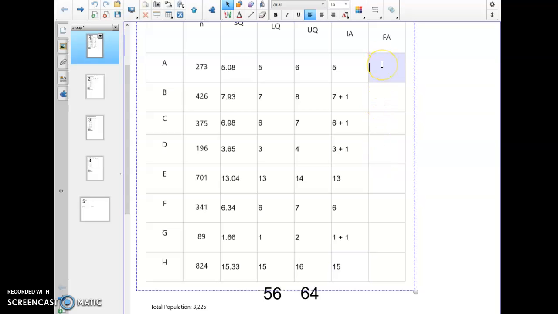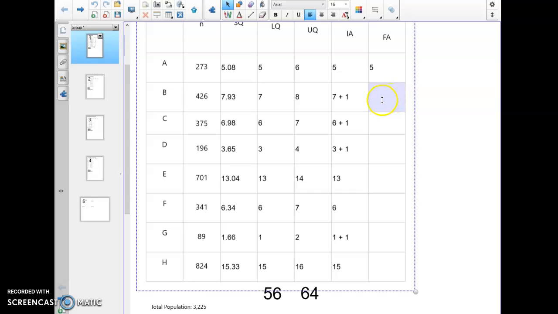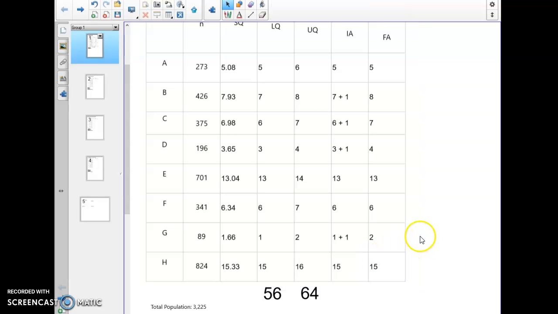So my final apportionment should add up to 60. So we have 5 and 8 is 13. And 7 is 20. And 4 is 24. 24 and 13 is 37. 37 and 6 is 43. 43 and 2 is 45, and 45 and 15 adds up to 60. And that is my final apportionment for Hamilton's method.